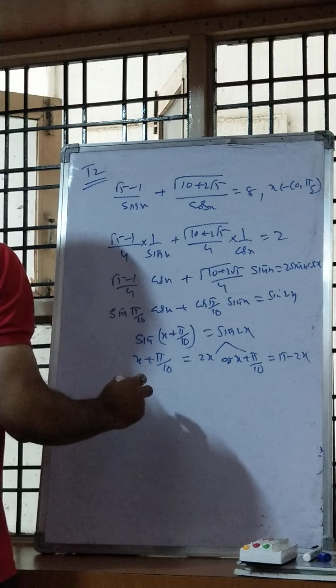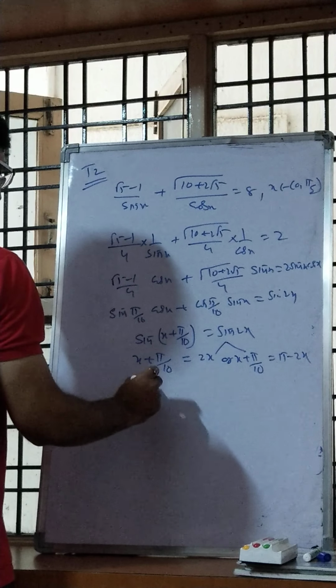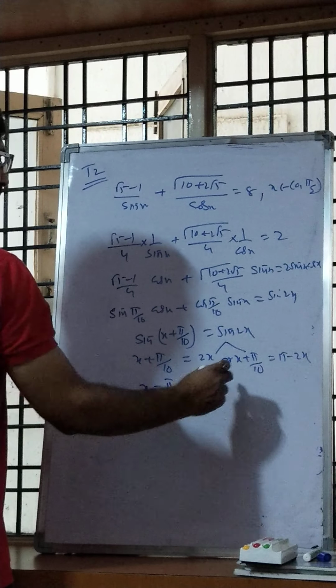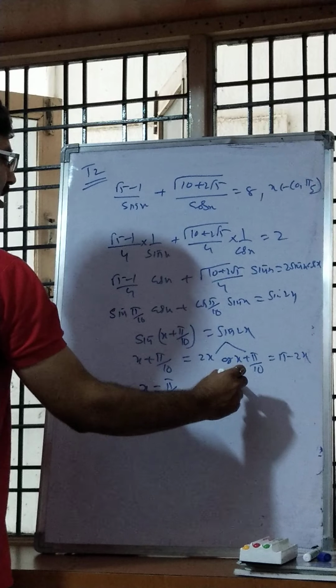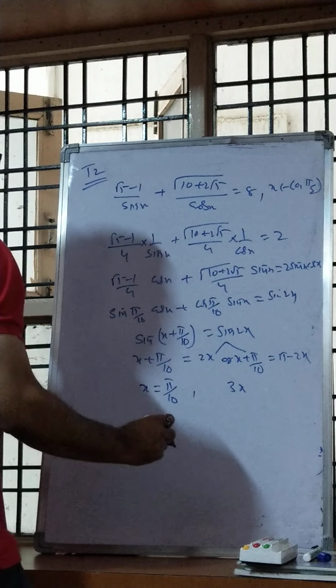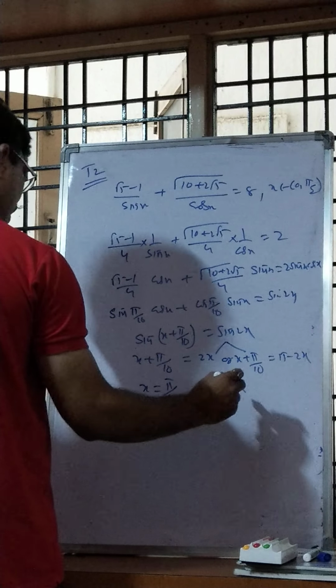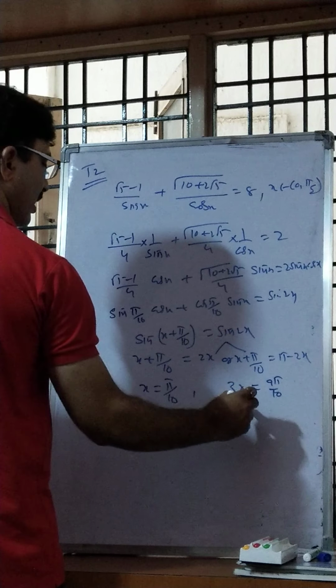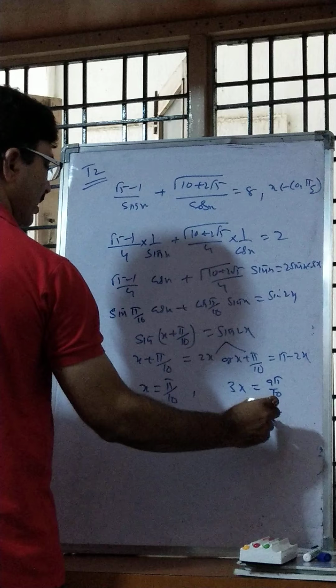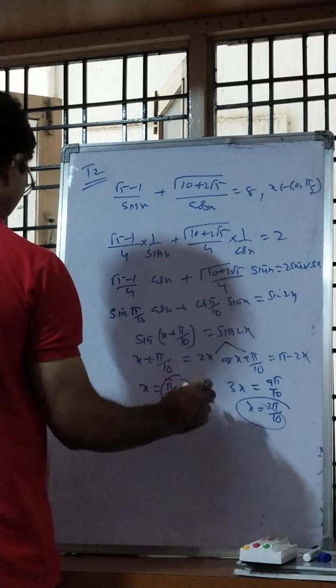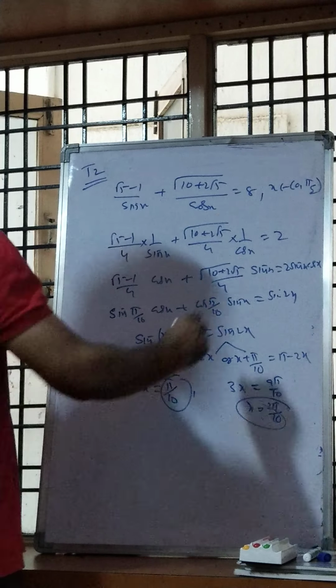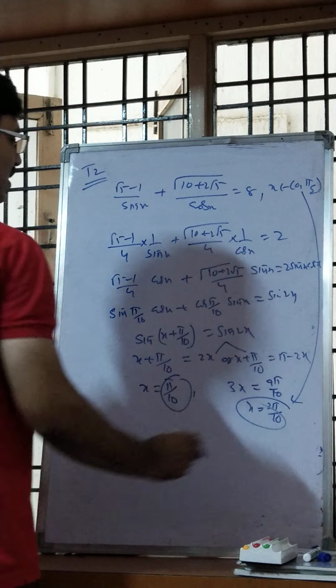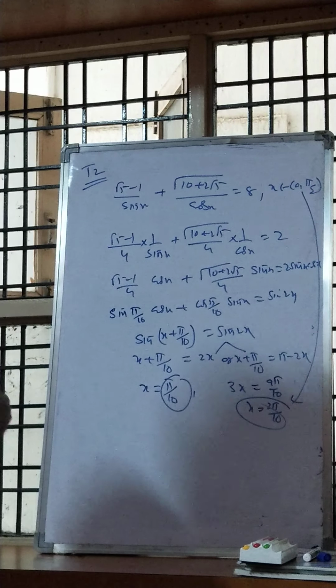Then you can find the value. You see x is equal to pi by 10 you are getting, or in this case 3x is equal to 9 pi by 10, so x is equal to 3 pi by 10. You see this, pi by 10 and 3 pi by 10 both belong to the first quadrant. So like this we can solve.